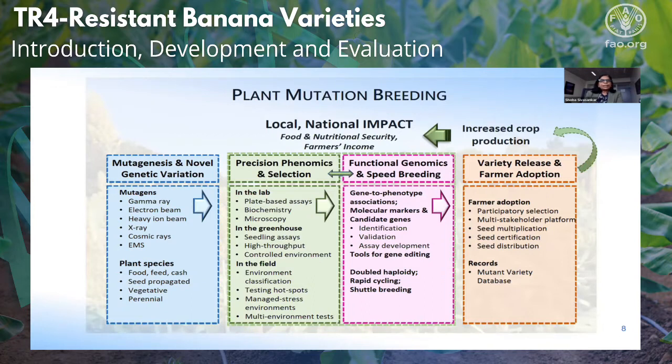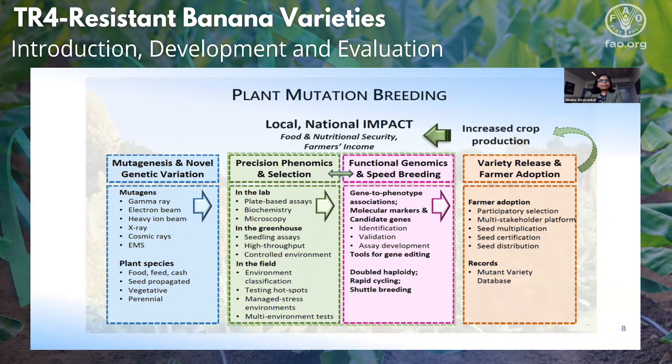I won't go into detail through this, but the different steps in developing a variety are presented here. We use different types of mutagen sources on the first panel: gamma ray, electron beam, and now we are also studying the feasibility of irradiating using cosmic rays in the International Space Station through NASA. The plant species that we address are wide: food, feed, and cash crops, which can be seed propagated and vegetative crops. This is based upon demand from the member state as to what crop is of the highest priority to them at any particular time point, and also what trait is important to them.